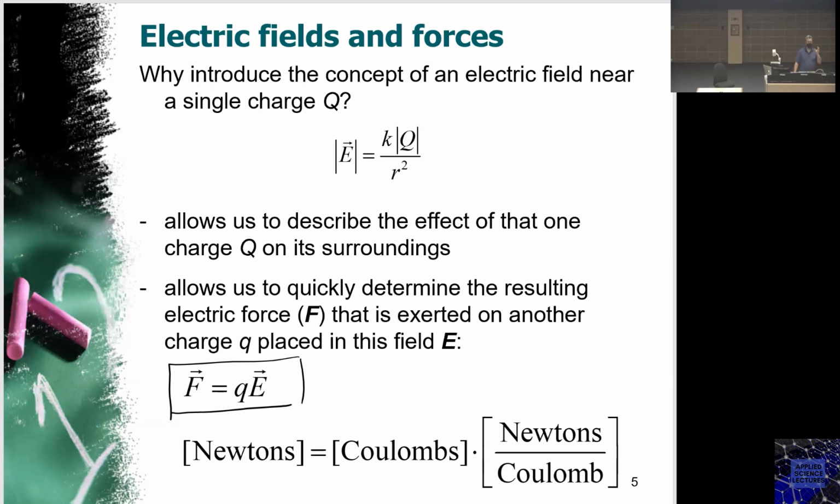So the capital Q is the one that is generating the electric field, and the small letter q is the second charge that I brought closer to the capital Q within the electric field that this capital Q is generating. So what's going to happen? There will be a force exerted on this small letter q due to the electric field generated by this capital Q.